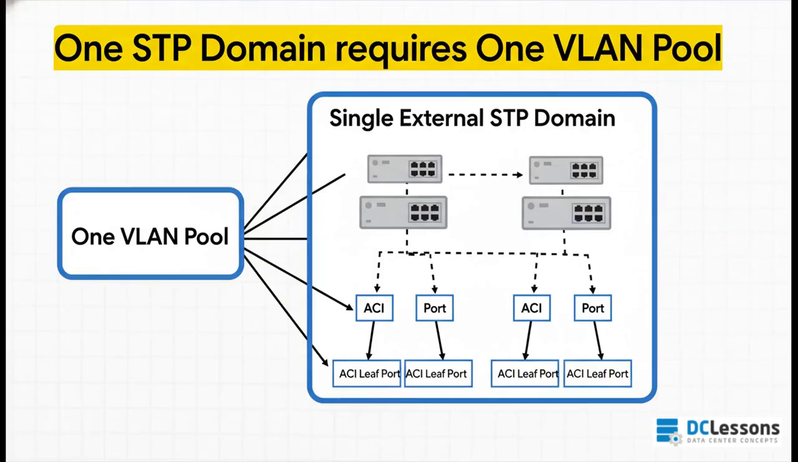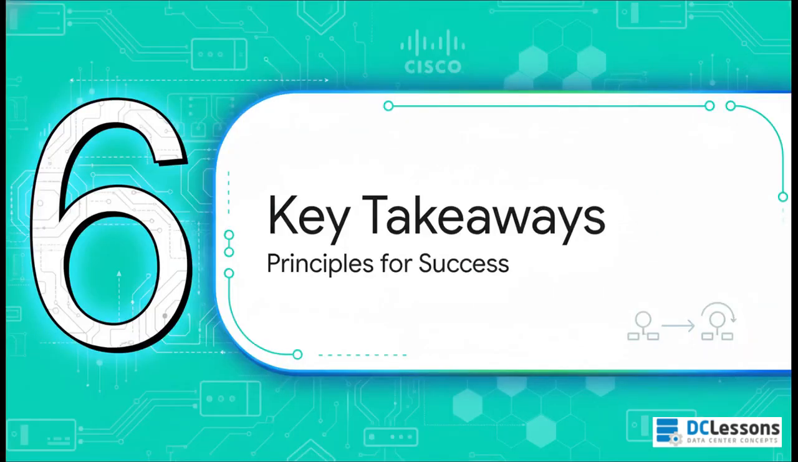The way to avoid this nightmare is simple, but you have to be disciplined about it. If your external switches are all in the same spanning tree domain, then all the ACI ports they connect to must get their VLANs from one and only one VLAN pool. That's what guarantees VLAN 10 always maps to the same VLAN ID everywhere, keeping BPDU forwarding consistent and your network loop-free.